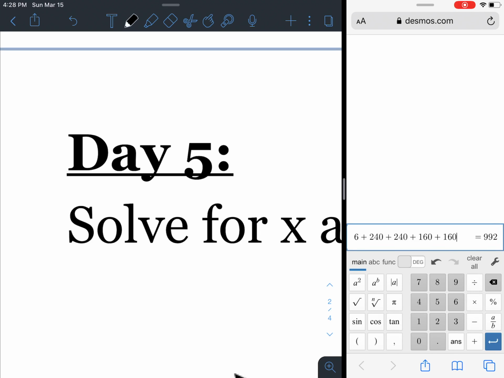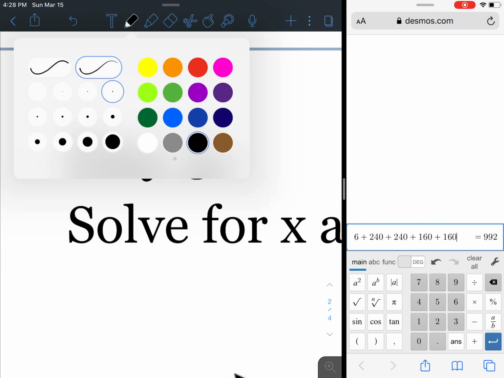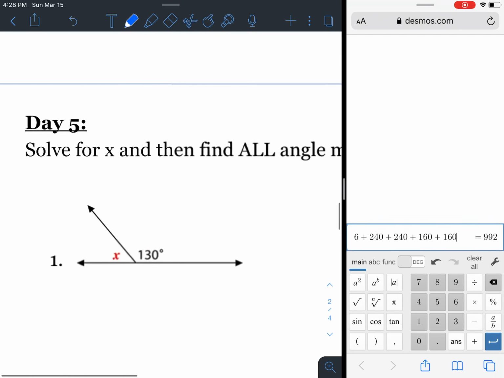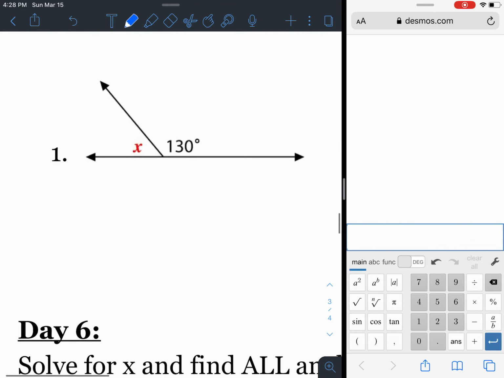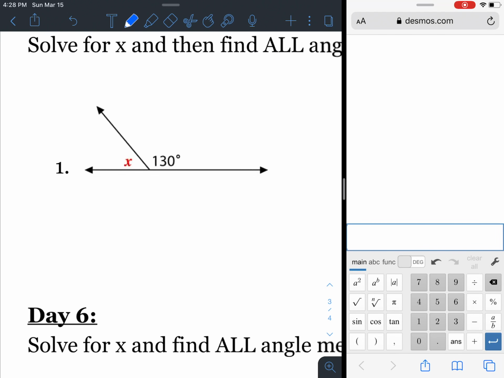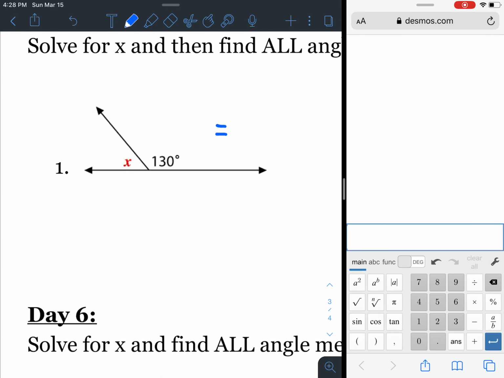Day 5, either pause and come back later, or if you're going to continue, go ahead and continue. Day 5, we're trying to find the missing angles and solve for x. So for number 1, this is a straight line, which means they are supplementary angles, and they should equal 180 degrees. So to find x, I would do 180 minus 130, and that leaves 50 degrees for x.